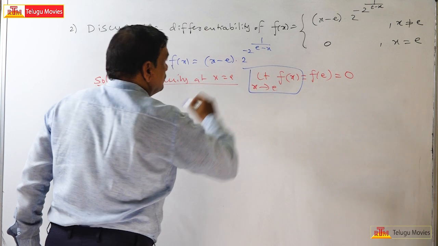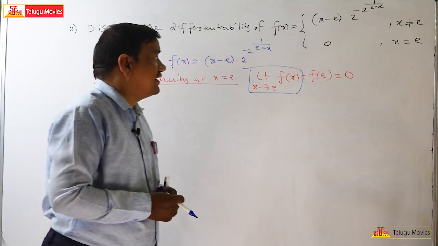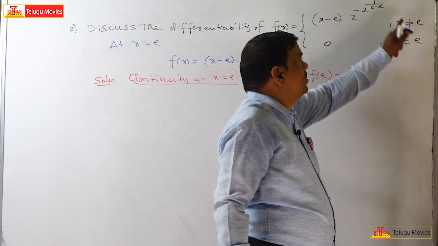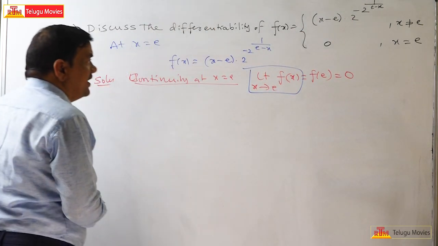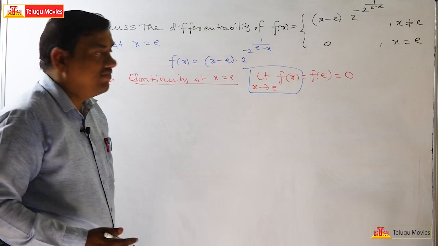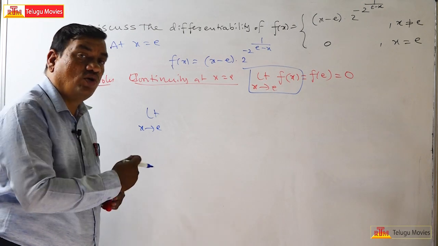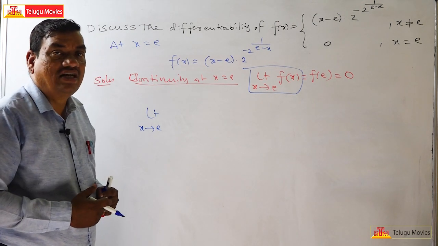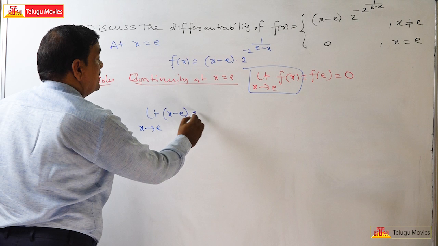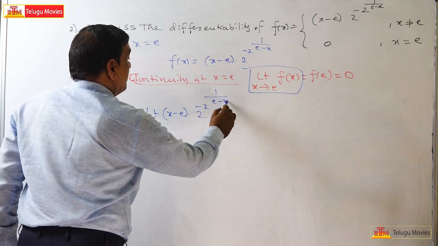To find this out, we have to check both the left hand side and right hand side. Here both conditions are defined the same way, for x less than e and x greater than e. That's why we can directly find limit x tends to e. Otherwise, if required, you can find both the left hand limit and right hand limit, no problem. So f of x is equal to x minus e into 2 to the power of minus 2, whole to the power of 1 by e minus x.